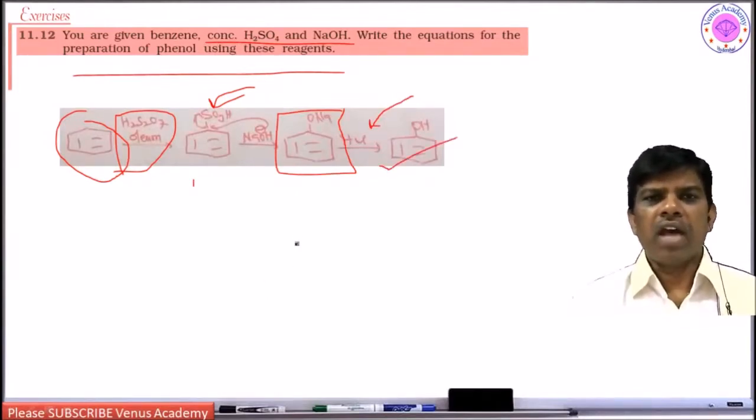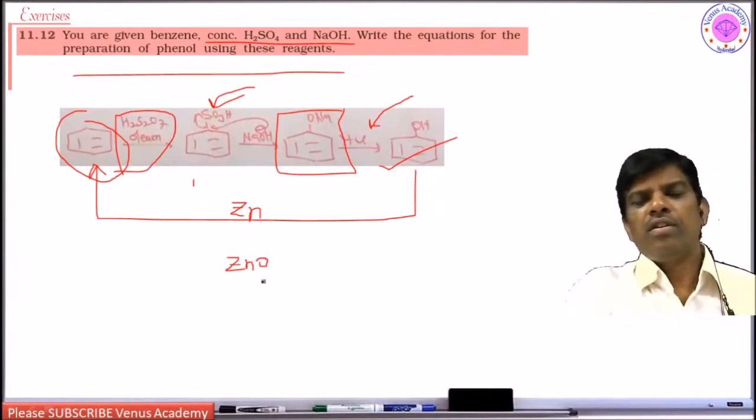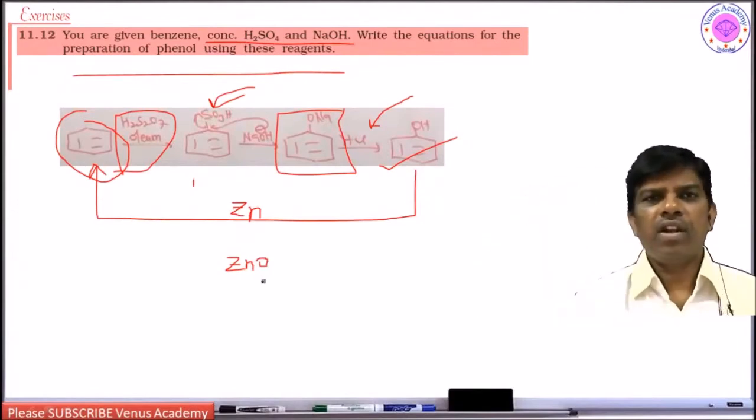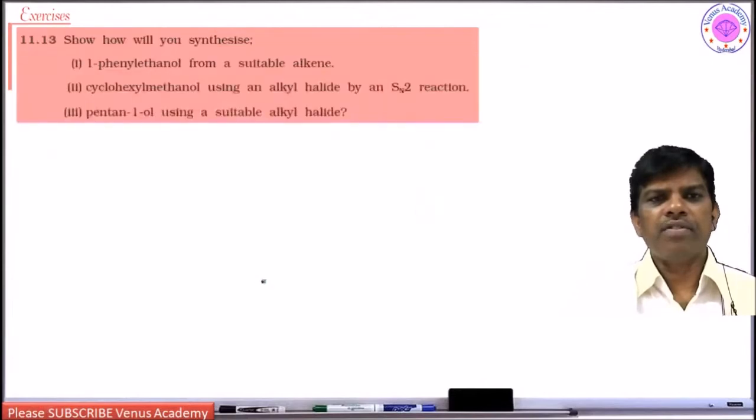So I have a question. If I ask you to make from phenol to benzene, what is the reagent? Do you remember how to reduce this? Just add zinc powder, zinc dust. So from back reaction, it is option is zinc, where it is going to lose as zinc oxide. Yes. So this is how you can do from benzene to phenol, phenol to benzene, like using zinc also. Right. Next. So carry out sulfonation followed by nucleophilic substitution.